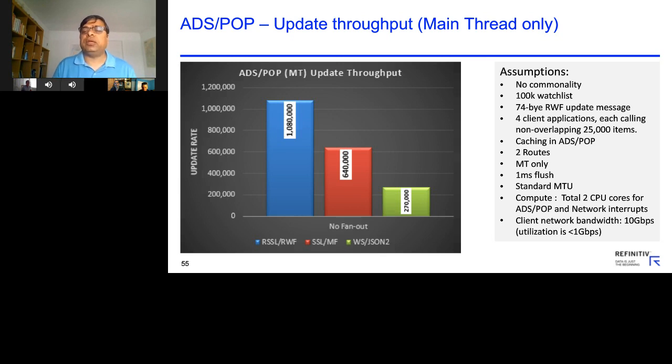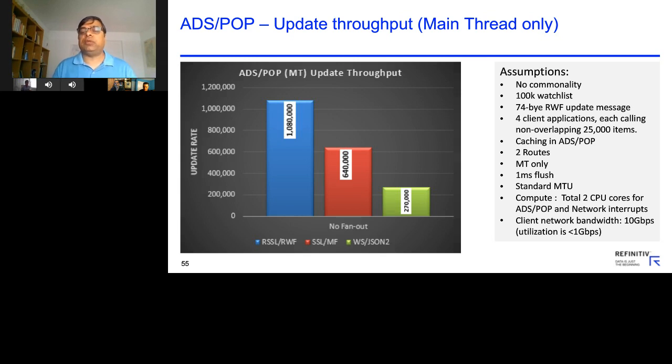And as you will see, we just use 2 CPU cores for this ADS-POP, 1 core for the main thread, and the other core for network interrupt handling, the DNS thread, and the REST interface. So from a compute point of view, it's just 2 cores. And with a single main thread, you're not going to saturate 10 gig. The utilization will be under 1 gig. We just happen to have a 10 gig card and used it.